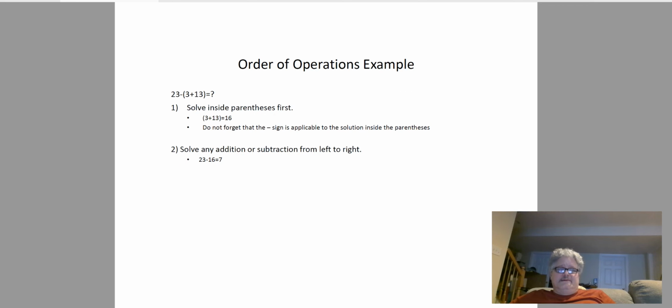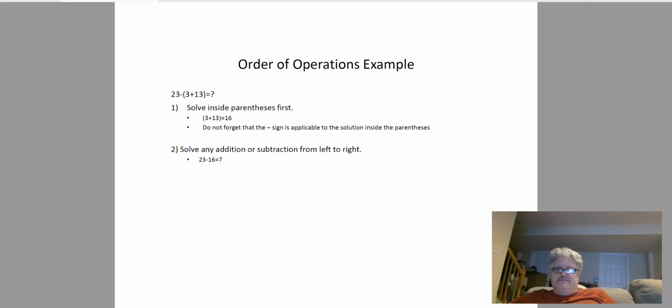So anyhow, getting back to this example here, we've got 23 minus, and then in parentheses, 3 plus 13. The way you solve this is you solve what's inside the parentheses first. So the first thing is 3 plus 13 equals 16. And then you've got to remember that the minus sign is applicable to the solution that's inside the parentheses.